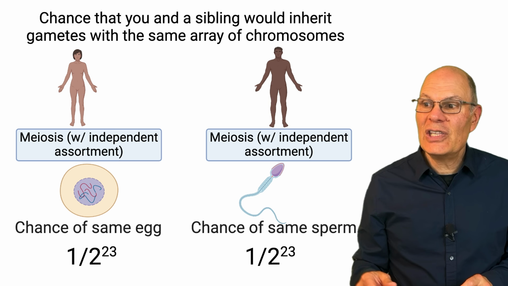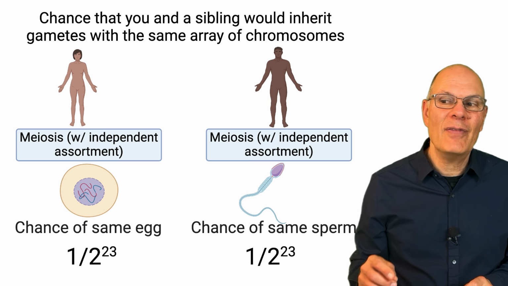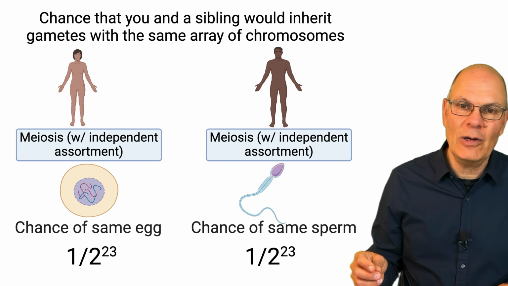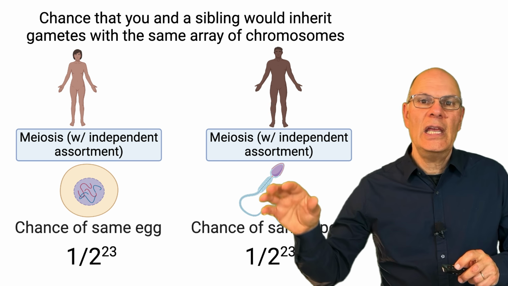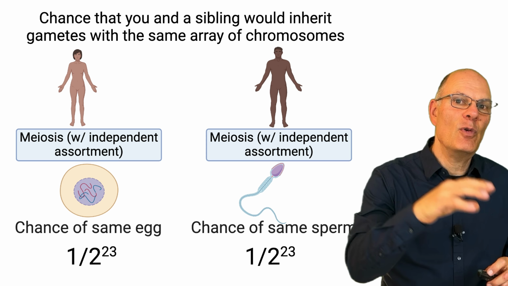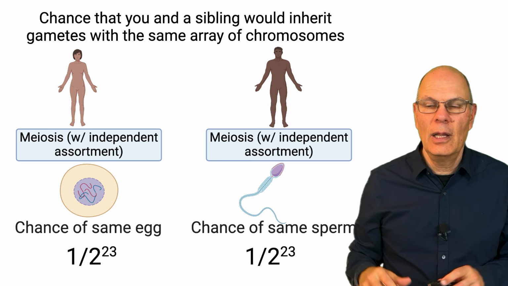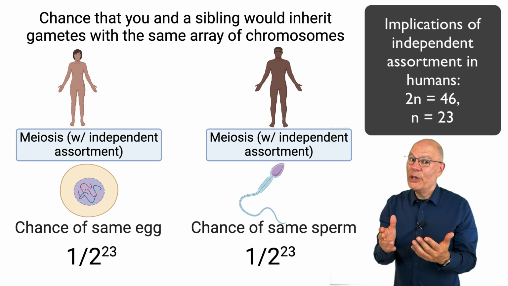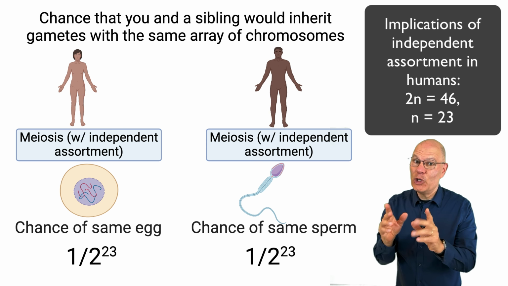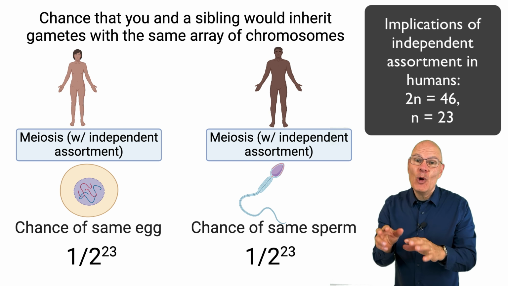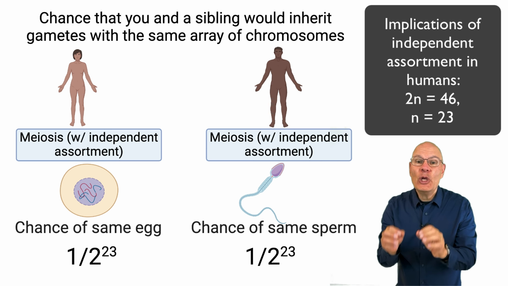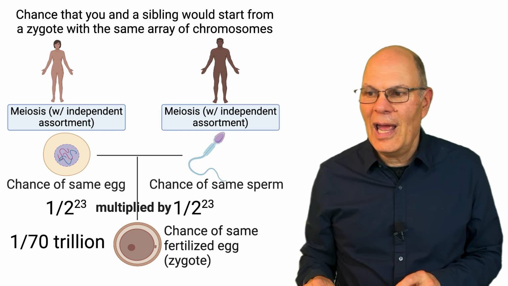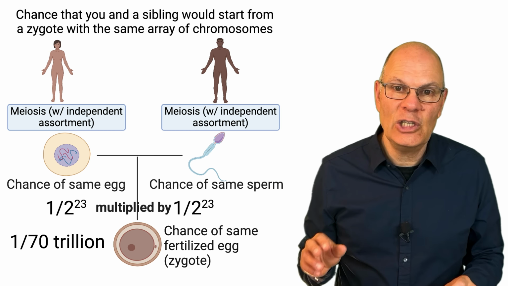So what's the chance that you and a sibling would have the same chromosomal inheritance? In other words, you'd inherit the same array of chromosomes in your dad's sperm and the same array in your mom's egg. Well, those are independent events. So with the same egg, it's 1 over 2 to the 23rd power. With the same sperm, it's 1 over 2 to the 23rd power. You multiply those two together, and that's 1 in 70 trillion.